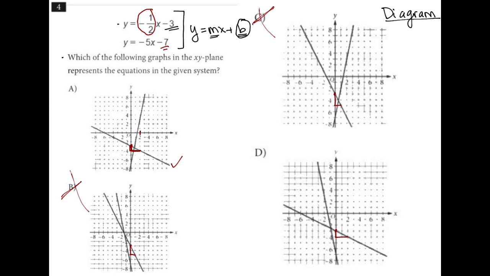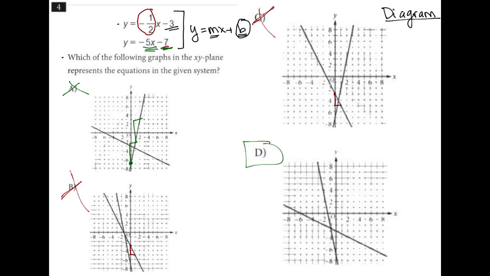So now I'm going to erase this so I can just see A and D, and let's use a different color, green. So for the line that has a -7 y-intercept, like this one, it should have a -5 slope. But this line has a positive slope, right? Like this is going up and to the right. So A is gone, which means D has to be the right answer.